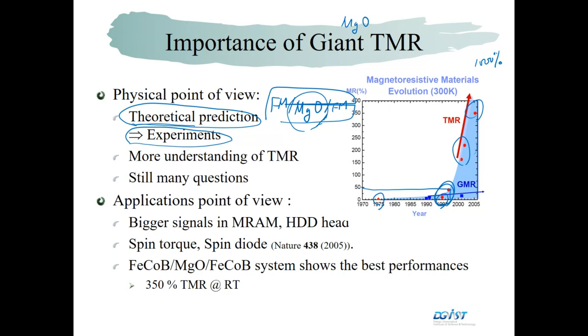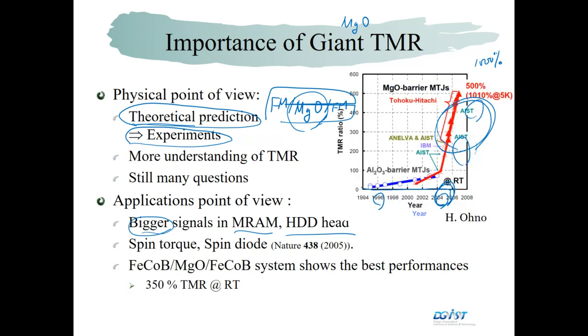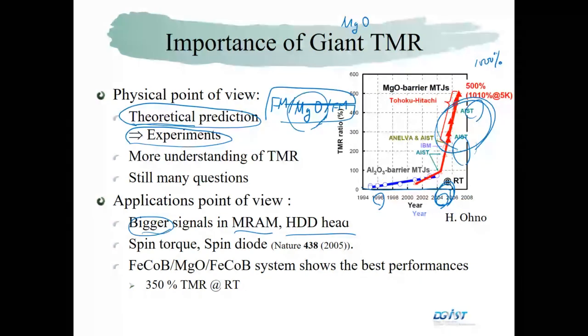Okay. So after we made such a TMR structure, there are many applications, because we can get a much larger and bigger signal for NAND and hard disk drive heads. And there are many successive findings related to that. Then what's the magic of the MgO layer?